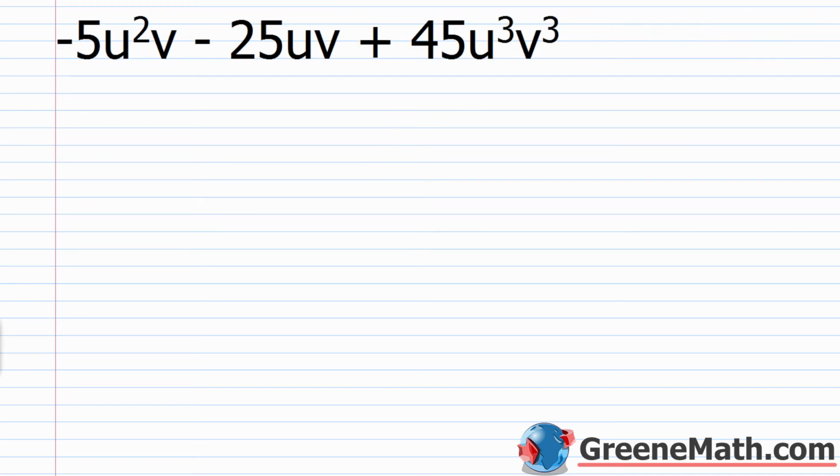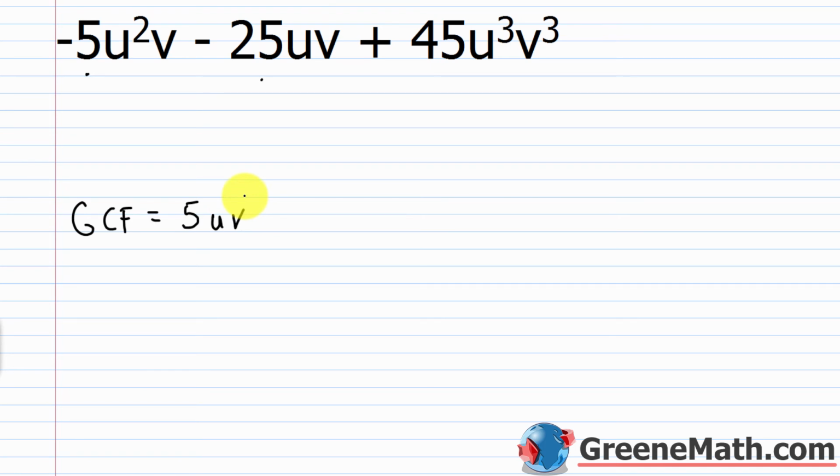All right, let's take a look at another one. We have negative 5u squared v minus 25uv plus 45u cubed v cubed. So my GCF here, if you look at the number parts, it's going to be 5, right? You have 5 here. 25 is 5 times 5. 45 is 5 times 9. So it's going to be 5. And then for the variable part, you have a u in each case and you have a v in each case. The smallest exponent on each is a 1, so it'll be uv.